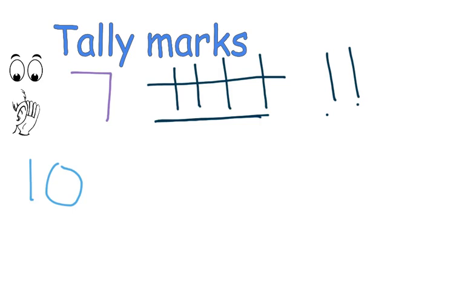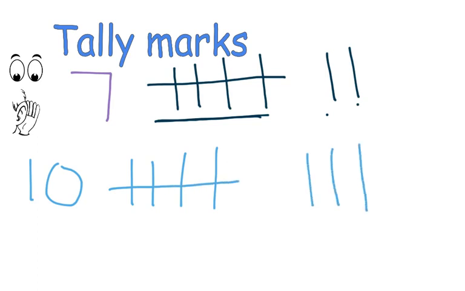Are you ready? 1, 2, 3, 4, cross on 5. 6, 7, 8, 9. What do you think I do for 10? Cross. So now it's kind of like counting by 5s. We can go 5, 10. All right. So these are called tally marks. The most important thing to know about tally marks is that when you get to the number 5, you cross it.